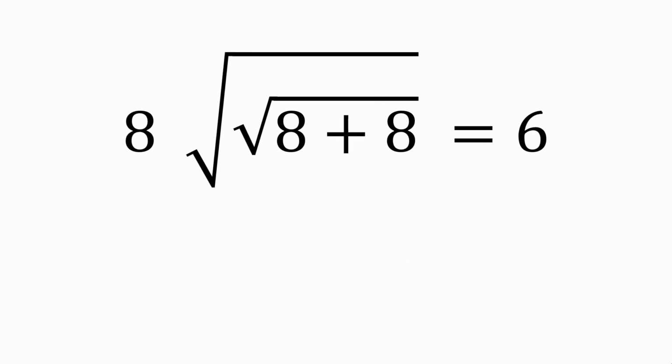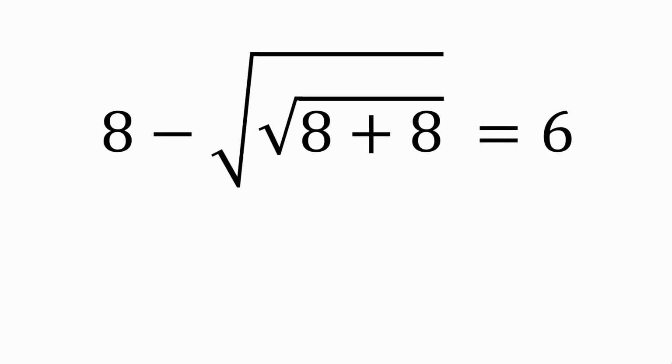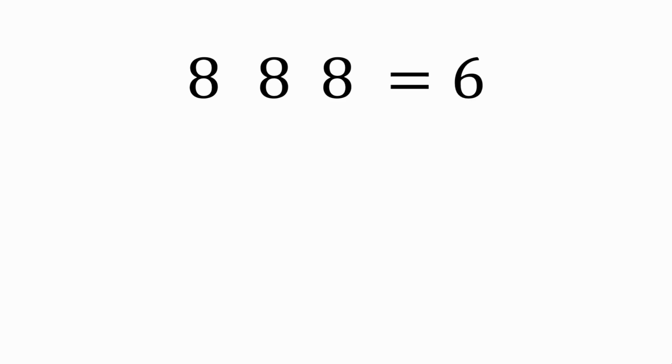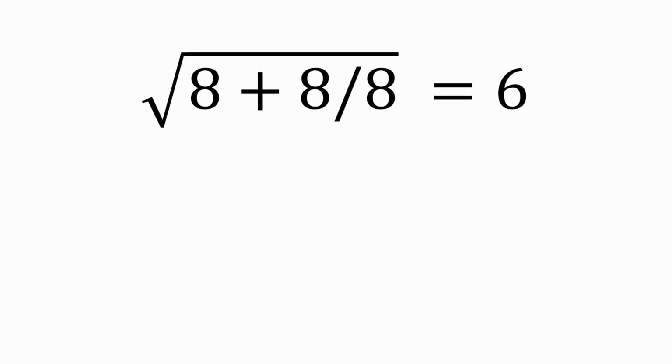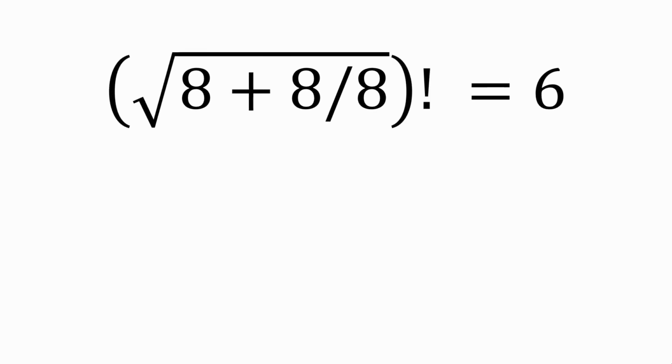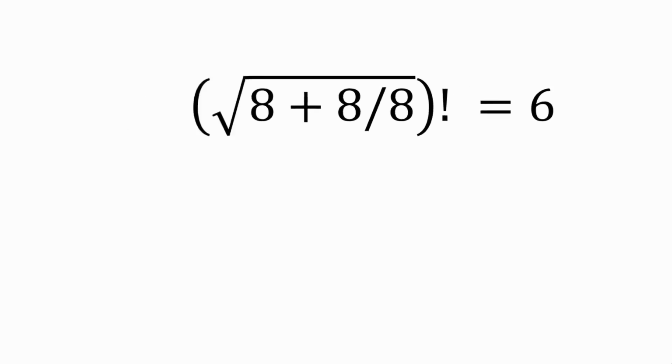So that's one way to solve this, but another way that you could solve this is, you could take 8 plus 8 over 8, and that'll be equal to 9. We then take the square root of 9, which will be equal to 3, and then we take the factorial of 3, and that's equal to 6. So that's it, we figured out how to get 6 in each of these equations.